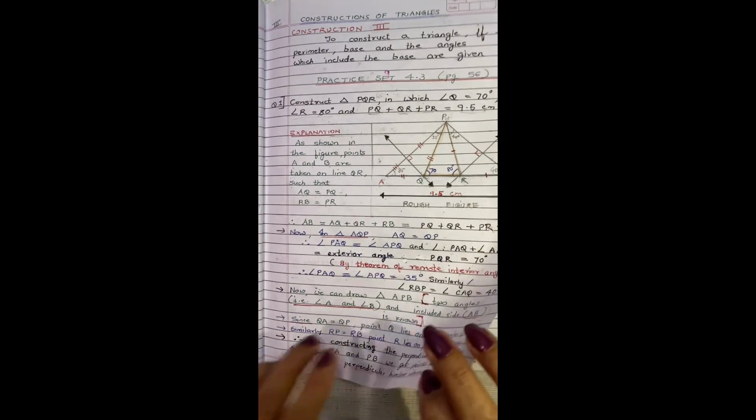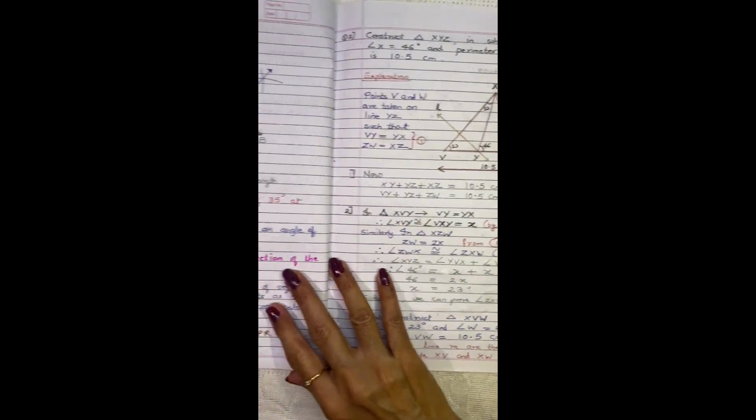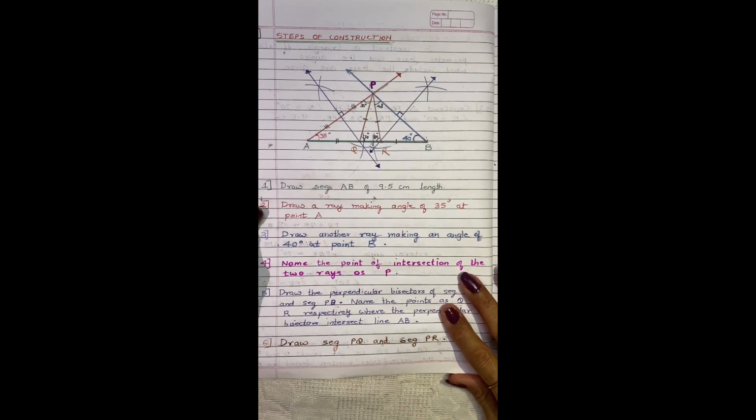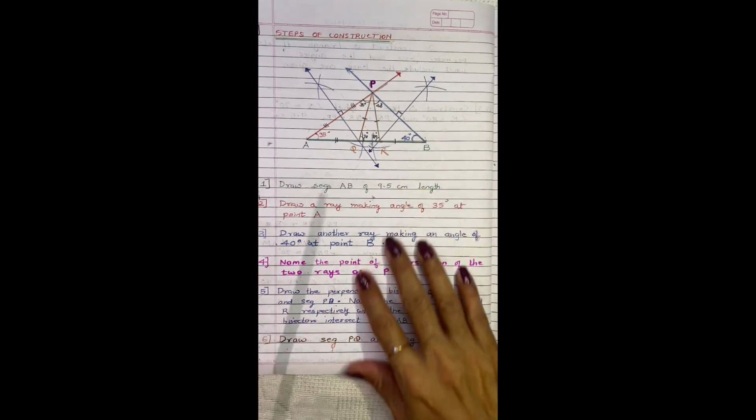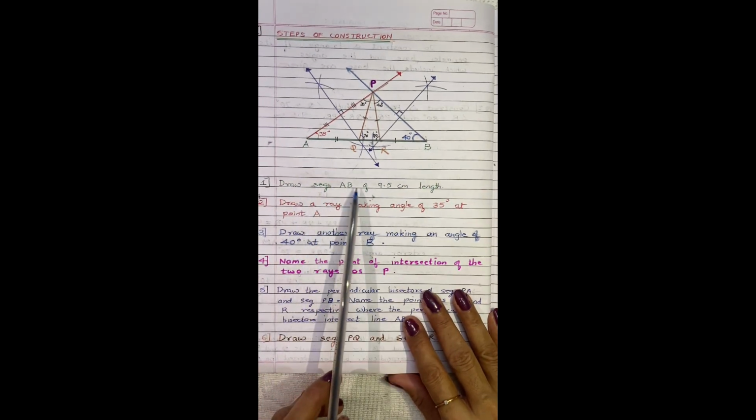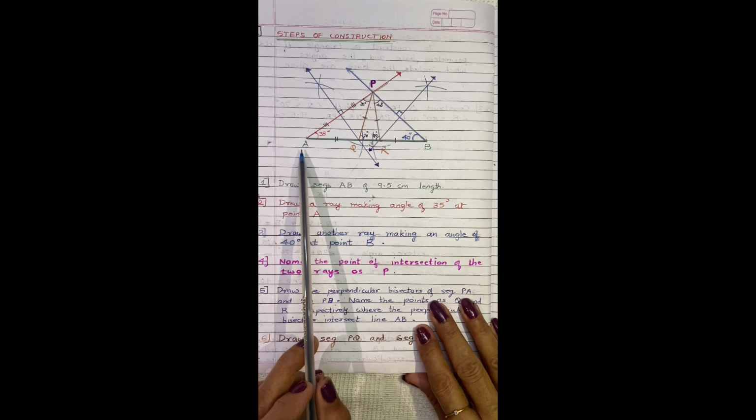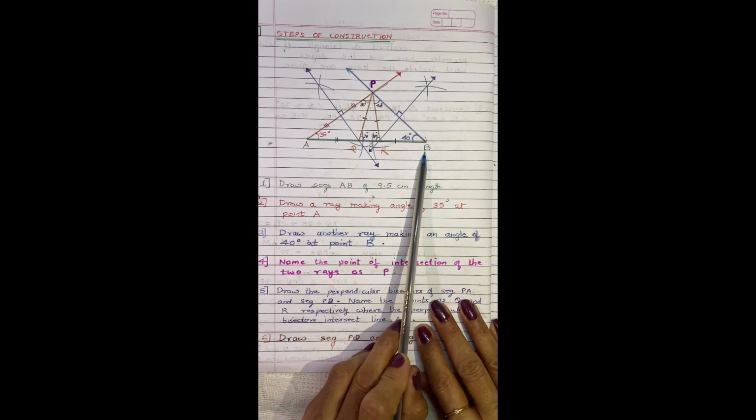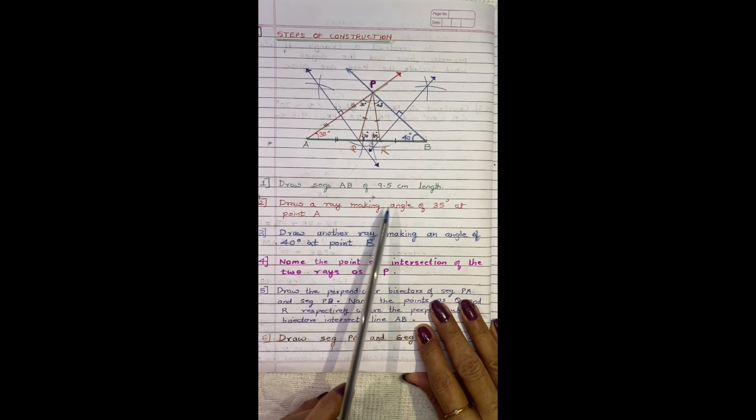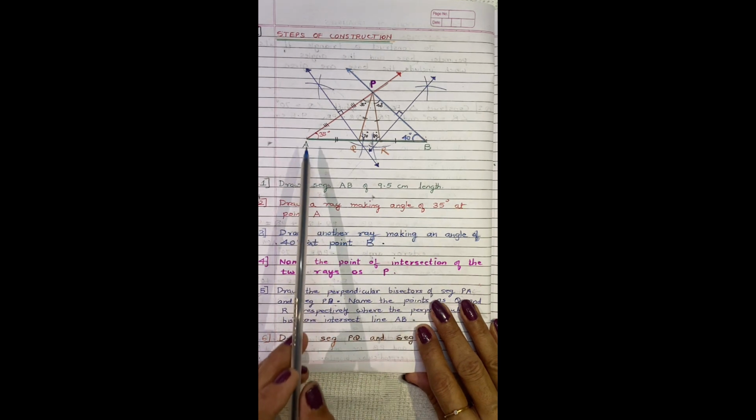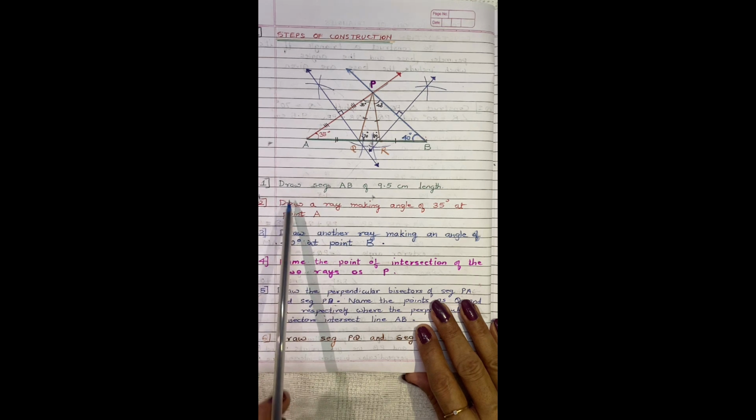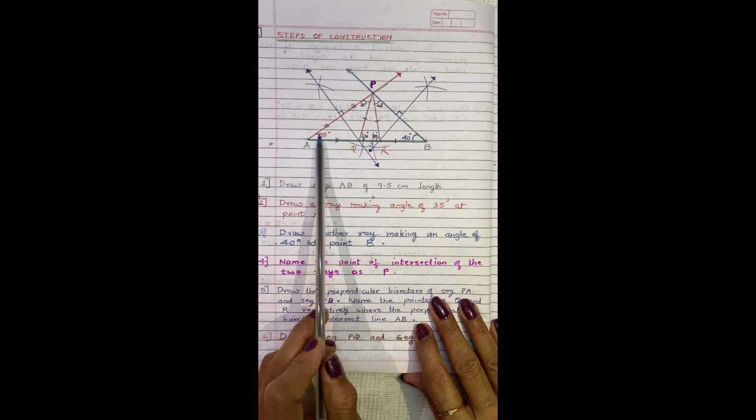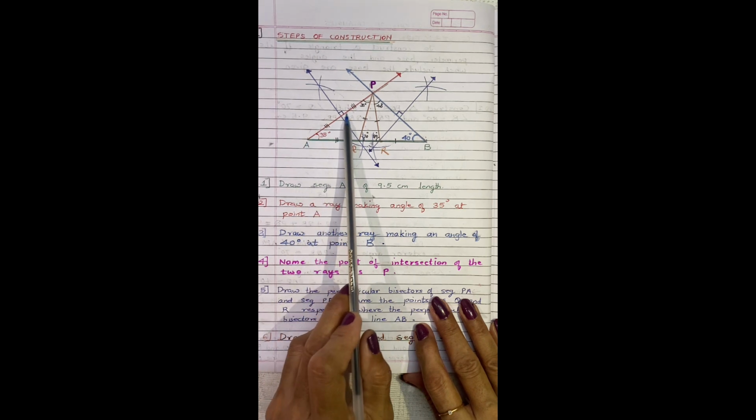Let's see how this construction takes place, the steps of construction. First draw segment AB of 9.5 centimeters. Then draw a ray making an angle of 35 degrees at point A. Follow the colors of the steps and you will come to know what is to be done next. So at vertex A, draw an angle of 35 degrees.